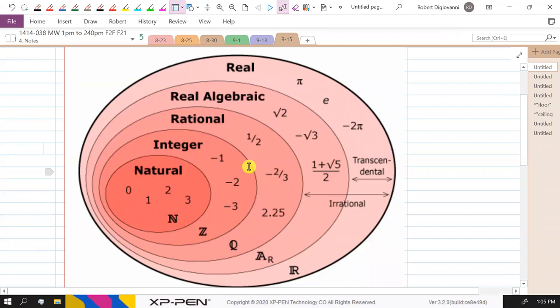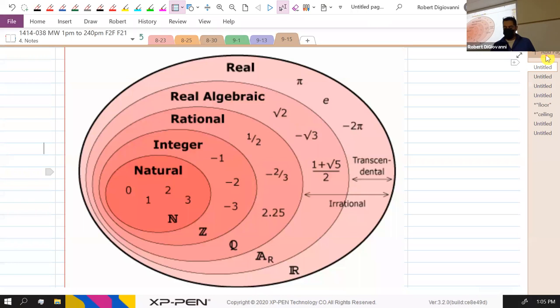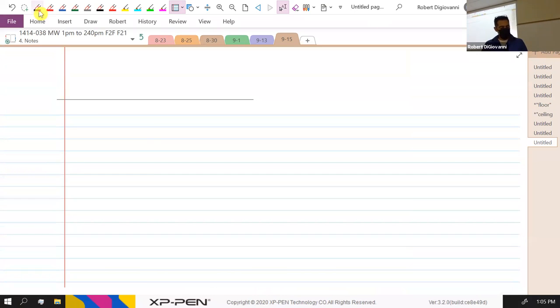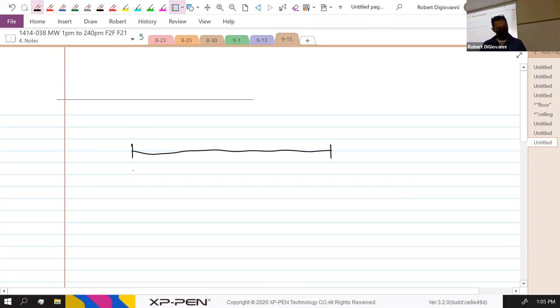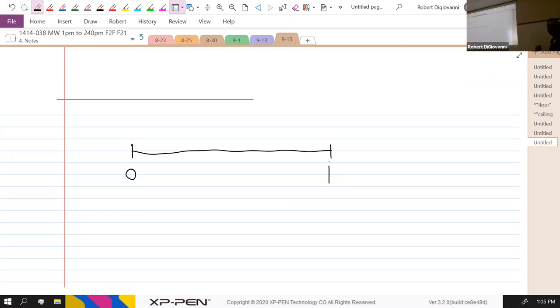All right, so this is the question I like to ask. If you were to imagine the number line, and just look at the numbers between 0 and 1, all the numbers that exist between 0 and 1.